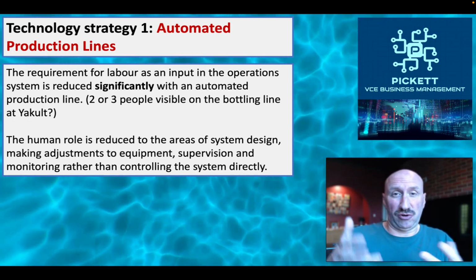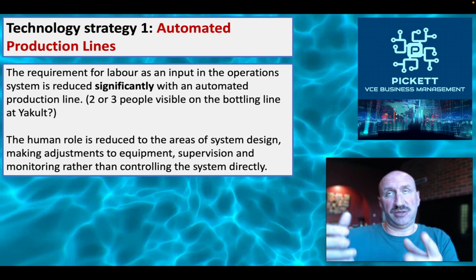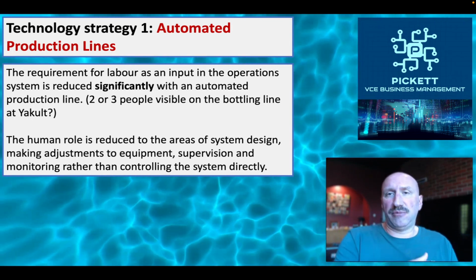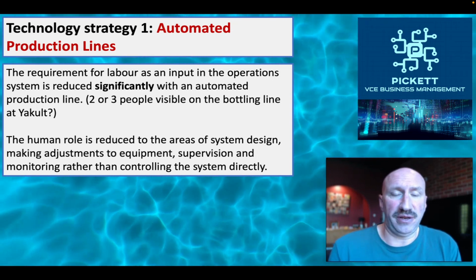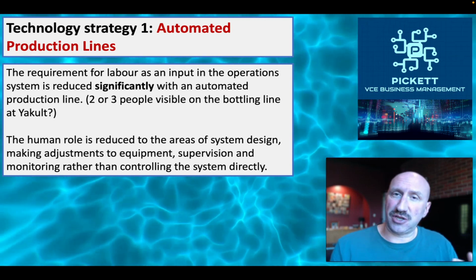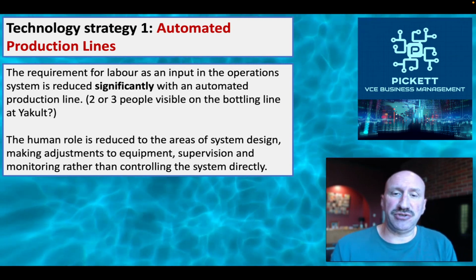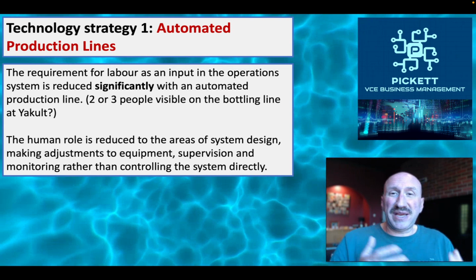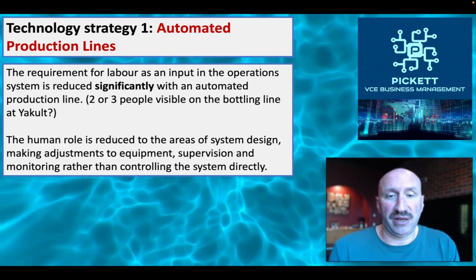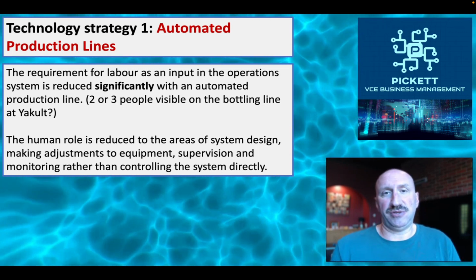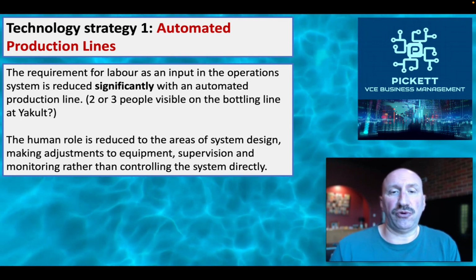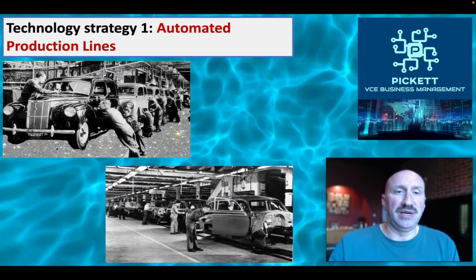And largely they were kind of there doing actually quality control and running the machinery through computers, which we see a little bit later. You don't see many people. And again, you go back a number of generations and that would have been very, very different. But these days, it is all run via automated production lines. So the human role is reduced to system design, making adjustments to the equipment as they're operating, and then supervising and monitoring, rather than controlling the system directly. And that's what we saw those 2 or 3 people down on the factory floor doing at Yakult.